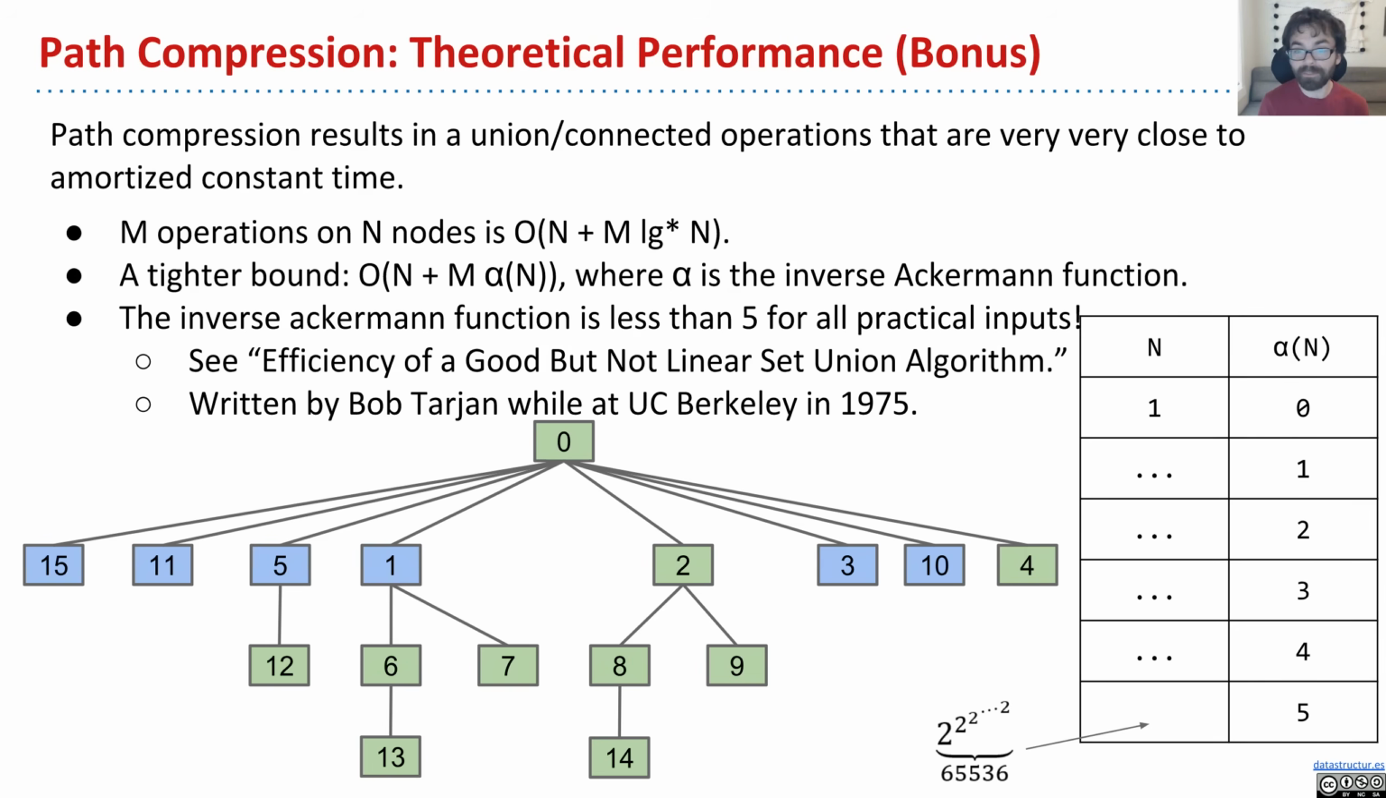Now it's kind of cool, if you want to see the actual analysis that led to this and you're curious how it works, there is a paper called The Efficiency of a Good but Not Linear Set Union Algorithm, and that was written by Bob Tarjan while at UC Berkeley back in 1975. Bob actually, by the way, when I was at Princeton, one semester I had him as one of my TAs because we had a thing where faculty would rotate through as TAs for classes, and that was pretty fun. I liked having Bob as a TA.